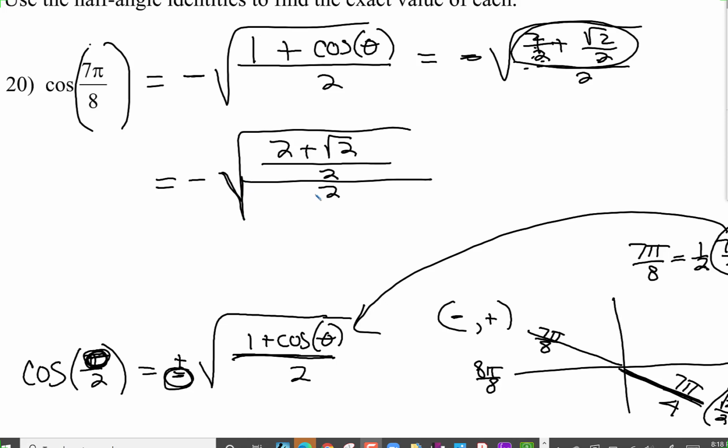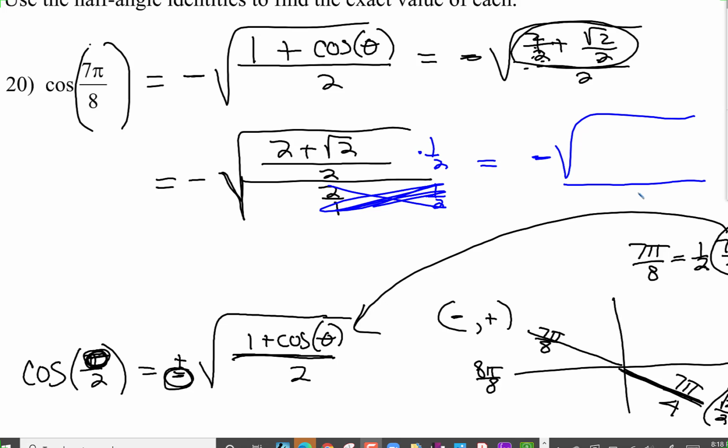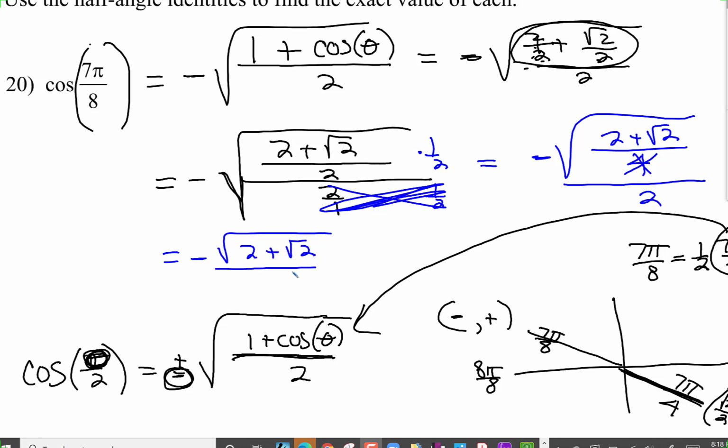So I'm going to put that over 1. And now I'm going to multiply denominator and numerator by 1/2 so we can get rid of that. And now what we have is negative 2 plus root 2 all over 4, but the square root of 4 is 2, so it will actually go on the outside of the radical. So only the numerator will now have the radical. So 2 plus root 2 all over 2, because the square root of 4 is 2.